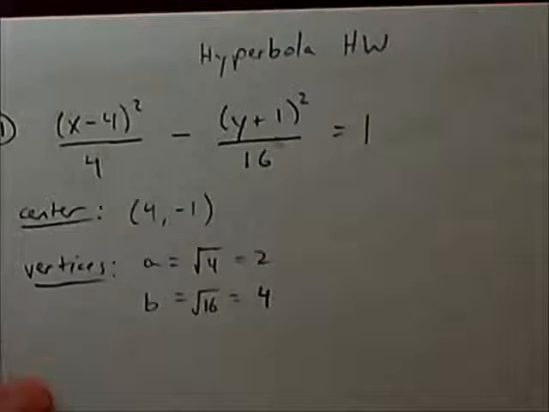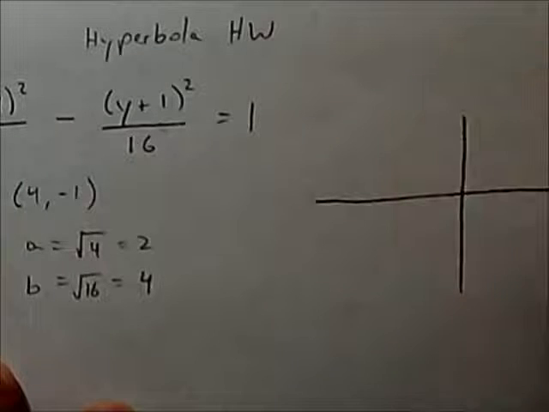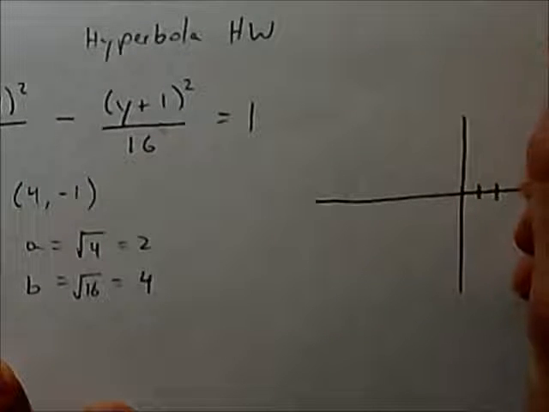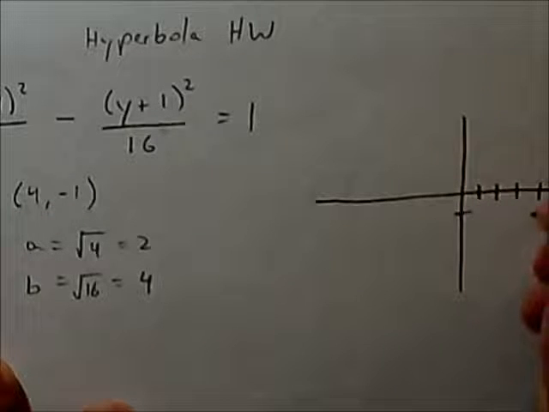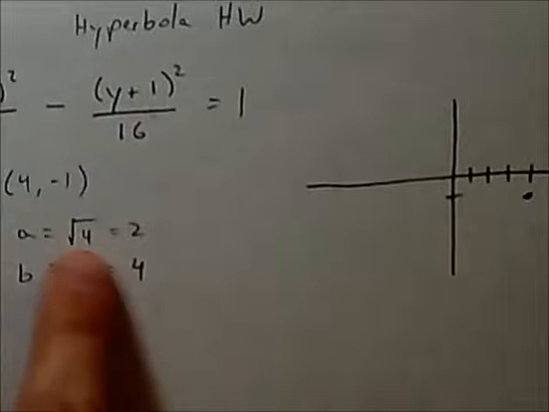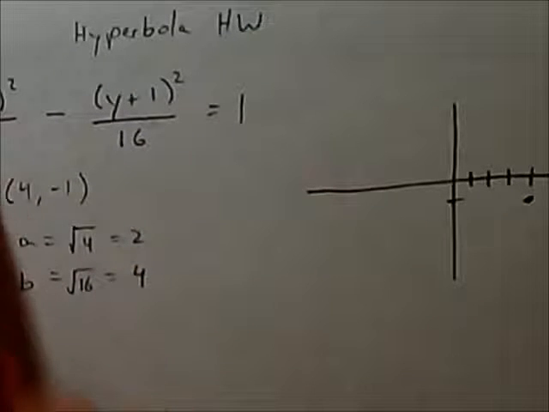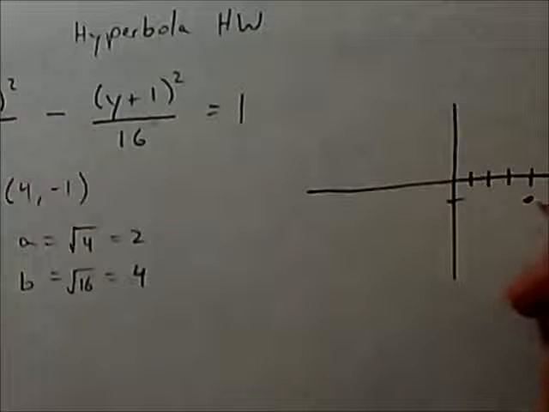Now, let's go ahead and sketch what we know so far. I'm going to slide this over a little bit. Okay, so the center is at 4, negative 1. So let me count over 1, 2, 3, 4, and then down 1. There's my center. And A is the distance from the center to the vertices in whichever direction A came from. So A comes from the x direction, so we're going to count left 2 and right 2. So there are my vertices.